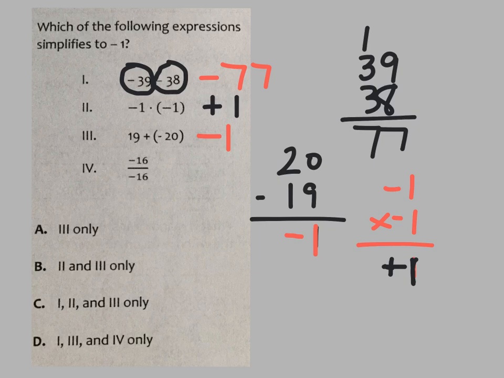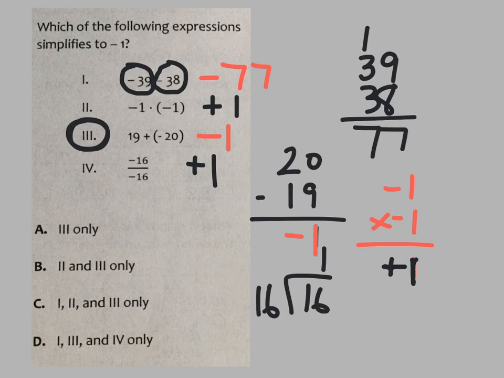Number 4, -16 over -16. Well, first, any number divided by itself, and we know a fraction problem is a division problem, any number divided by itself will always be 1. But we could also do it this way. 16 divided by 16 is 1. And since both the divisor and the dividend share the same sign, in this case they're both negative, our answer is positive. So +1. Which of the following expressions simplifies to -1? Well, it looks like it's only number 3, which would be A.